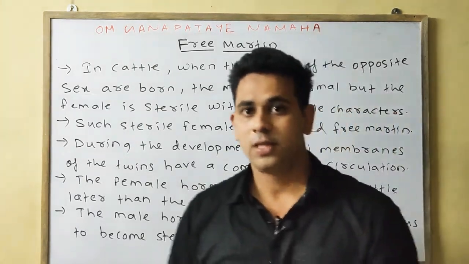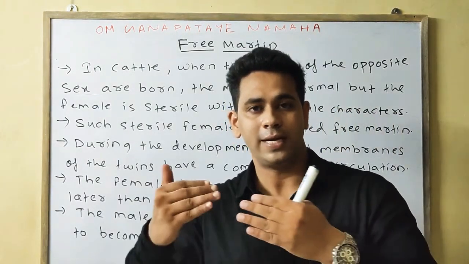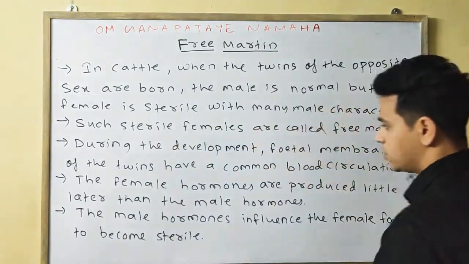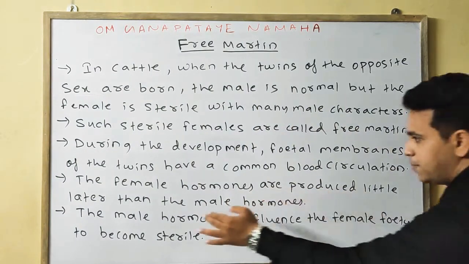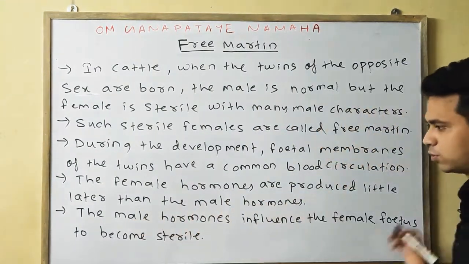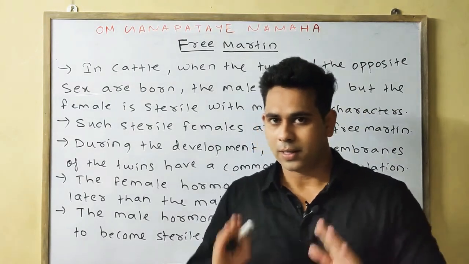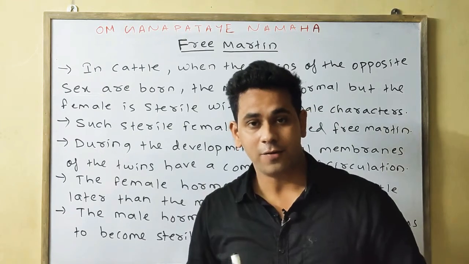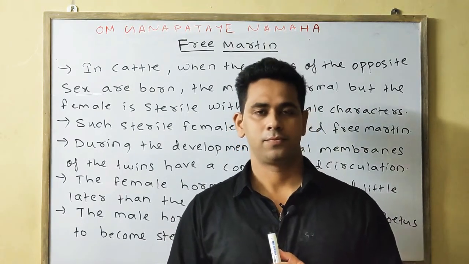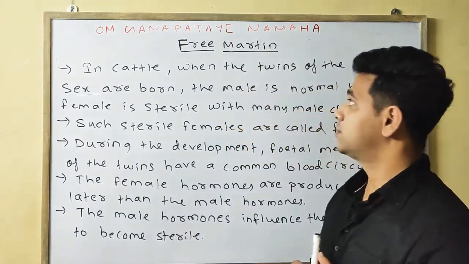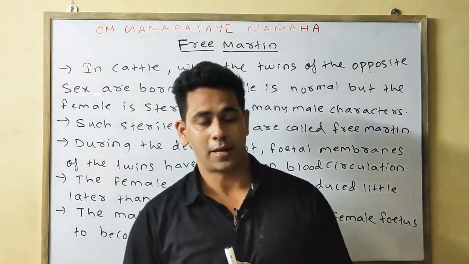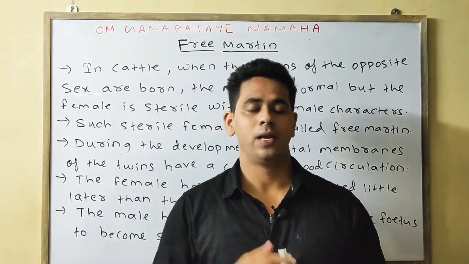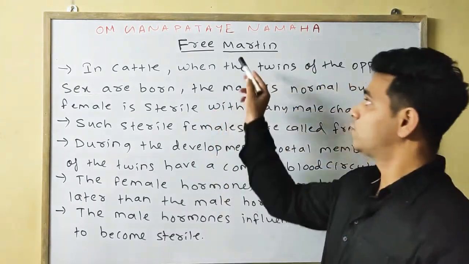At that time, the female hormones are produced a little later than the male hormones. The male hormones, when produced, influence the female fetus to become sterile. This is the common example seen in cattle, in which the sterile female is basically known as the freemartin.